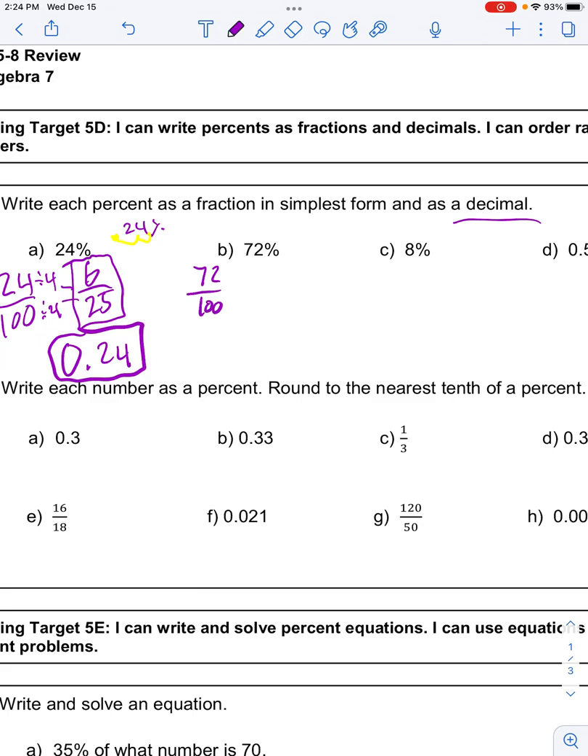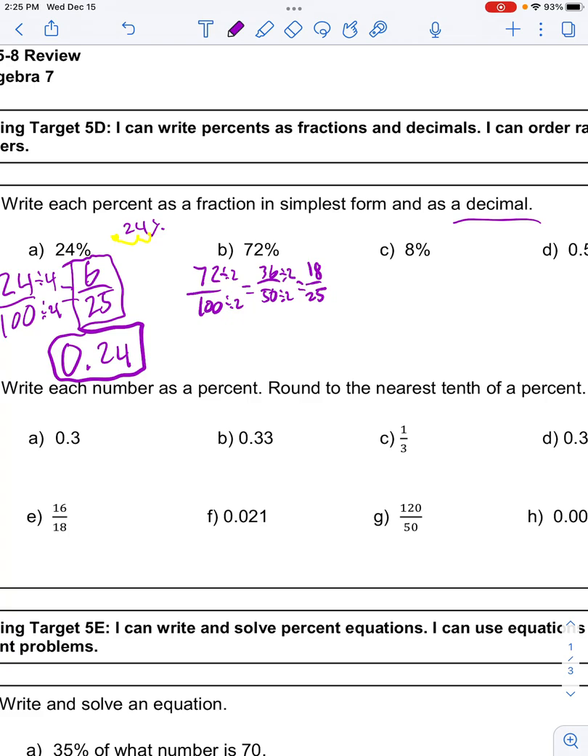72%: percents are always out of 100. Now I think, what's the greatest common factor between 72 and 100? Maybe I can't think of it off the top of my head, but I do know that they have a 2. So I can start by dividing by 2 and get 36 over 50. This can still be divided by 2, so I get 18 over 25.